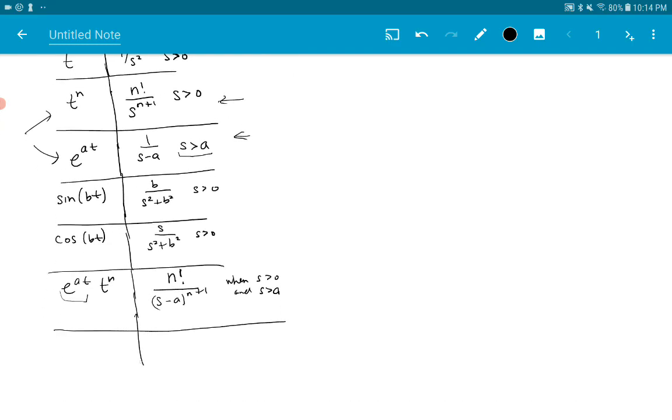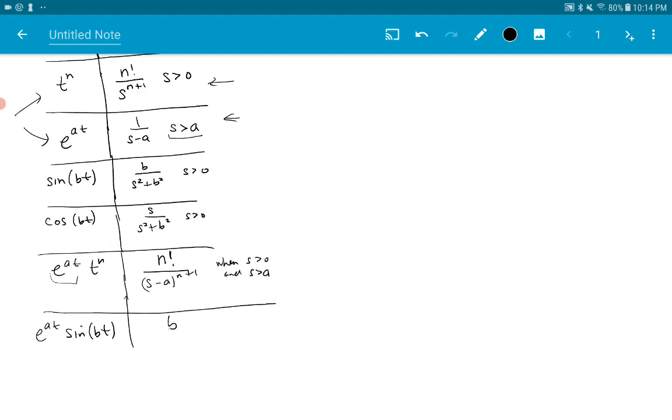A couple more. What if we had e to the at times a sine or a cosine, so times sine of bt? Now you can see why we're using a and b, different letters here, because those might have different numbers. It turns out you'll get b divided by s minus a, quantity squared, plus b squared.